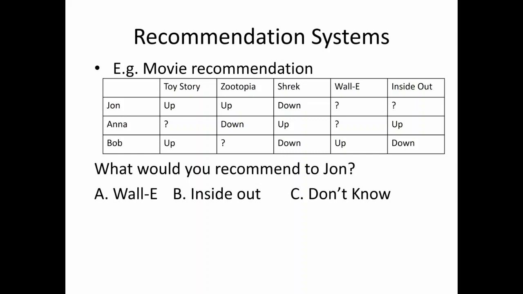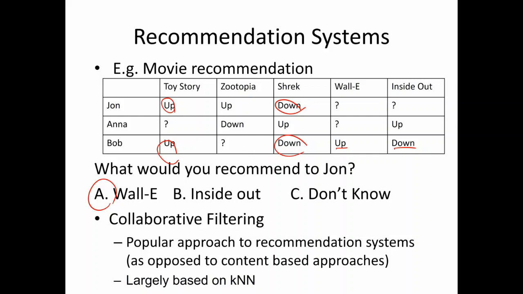So suppose we have 3 users, John, Anna, and Bob, 1 row for each user. And then we know that John upvoted Toy Story, Zootopia, and downvoted Shrek, and didn't vote on WALL-E and Inside Out. What would you recommend to John? So in this small data set, John's closest neighbor is Bob, because they have 2 things in common. Because Bob recommended WALL-E and not Inside Out, we could say, oh, maybe John would like WALL-E too. And this approach is called collaborative filtering, and it used to be largely based on KNN.